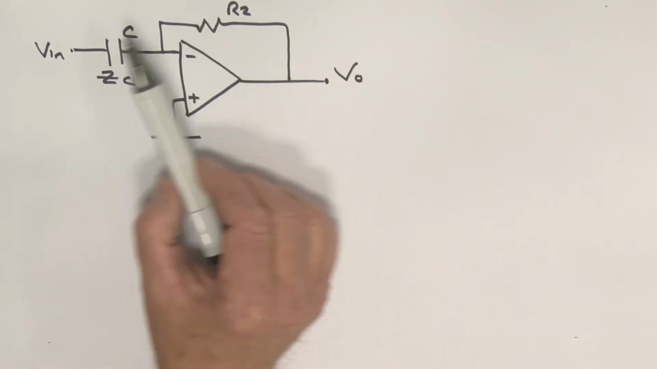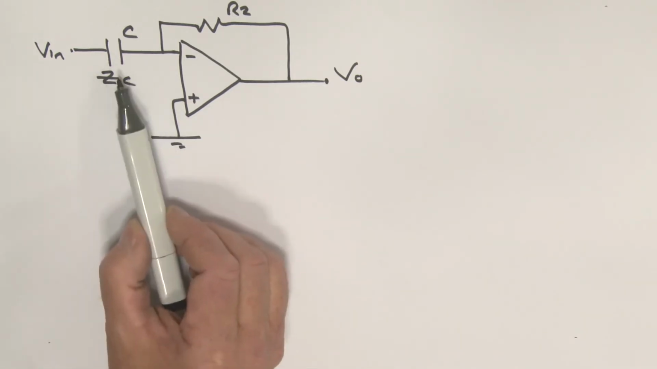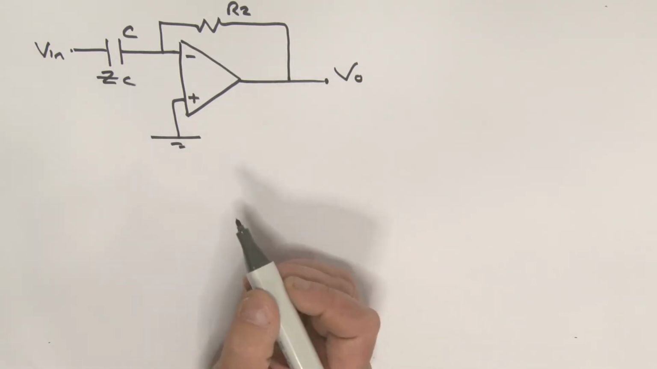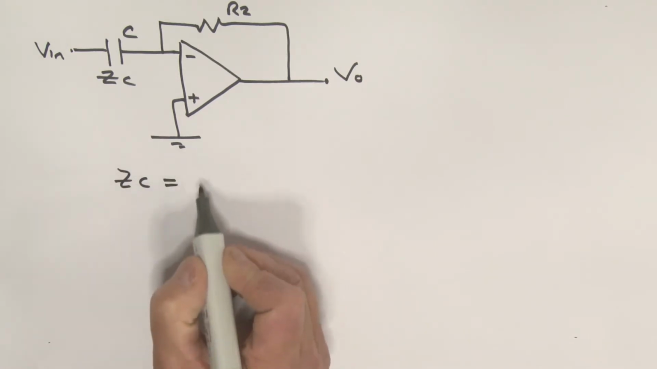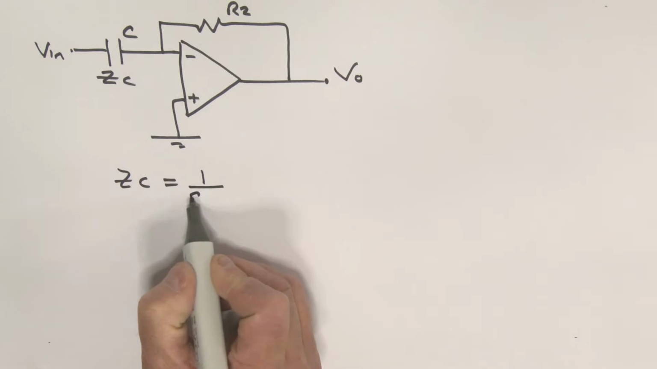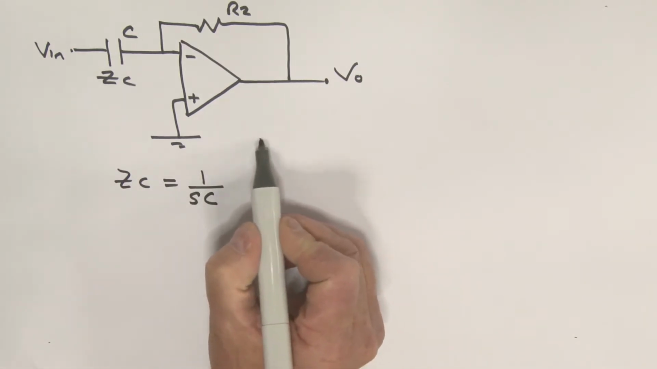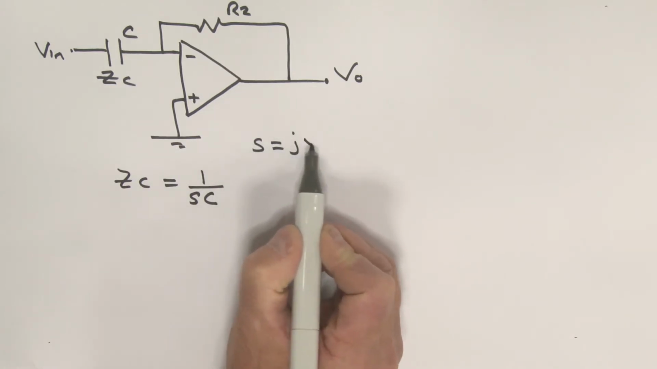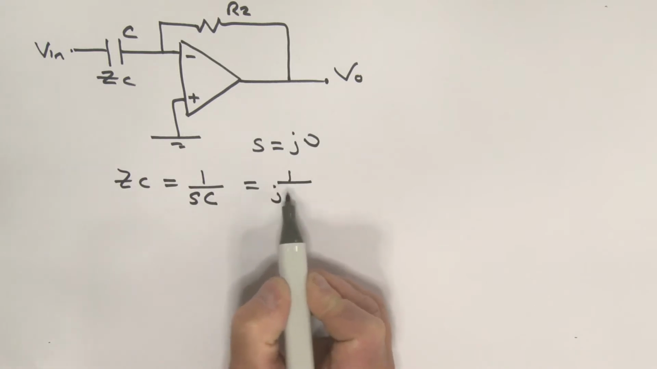Now there is a little bit of a problem with this circuit. So let's have a look at this ZC from a frequency point of view. Now look, we've said that ZC is equal to what? We said that was 1 over SC. Now from a frequency point of view, we can say S is equal to j omega. So rewriting, this becomes 1 over j omega C.